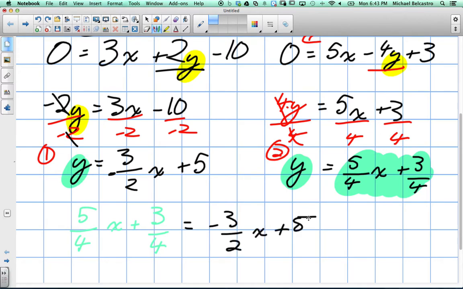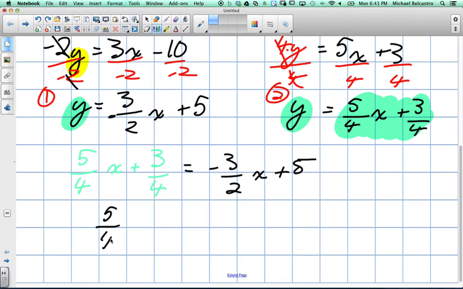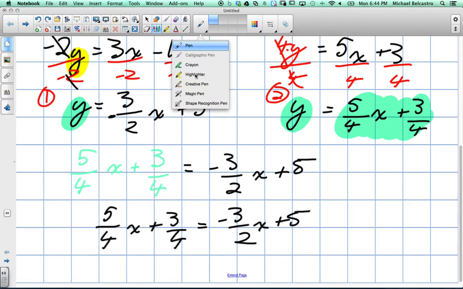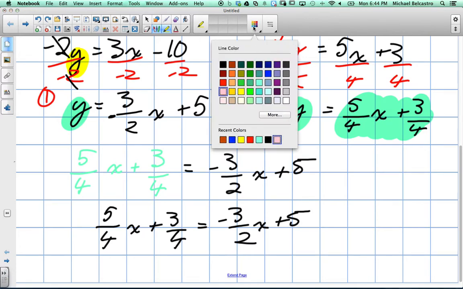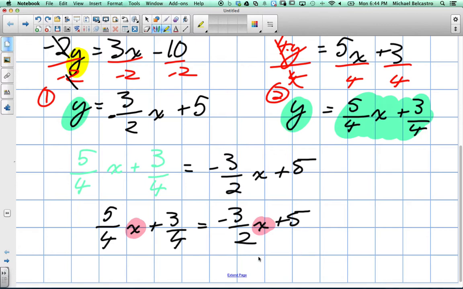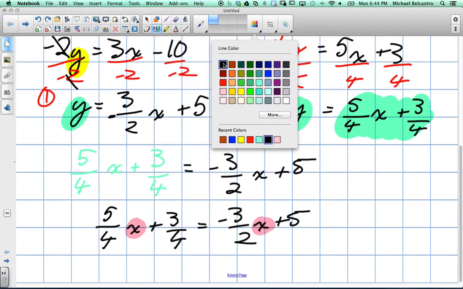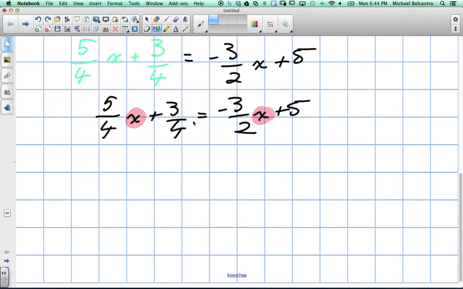What I'm going to do is just rewrite it all in black so it's a little easier to look at. So we have 5 over 4x plus 3 over 4 is equal to negative 3 over 2x plus 5. What we've done is isolate the equation a little because we only have an x left. So the goal will be to isolate for x. We've got to get all of our like terms together. I want all of my x terms on the left. So this one's already on the left. I'm going to move this one over. When I move it over, I'll get 5 over 4x, and this will become positive, plus 3 over 2x.